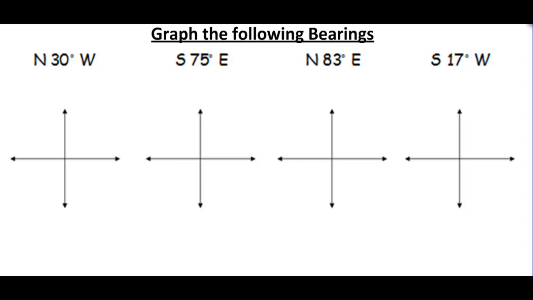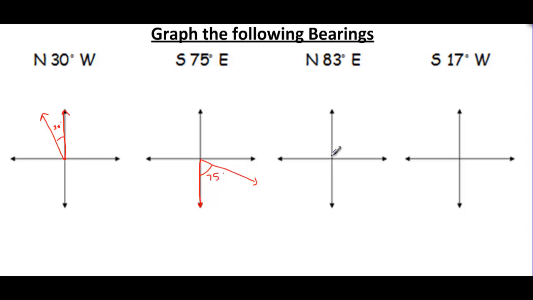So to draw each of these, if I start at north, if this is my north, south, east, and west, my initial side is going to be going towards the north. I'm going to rotate 30 degrees towards the west, and that would be my angle. 30 degrees would be right there. Now if I have south as my first cardinal direction, I'm going to now rotate 75 degrees towards the east. And this is where south, 75 east would be.